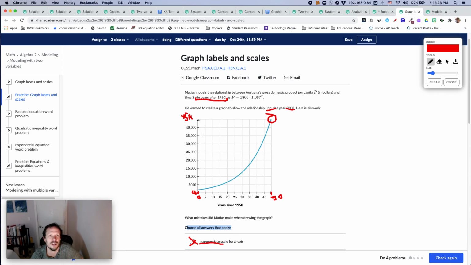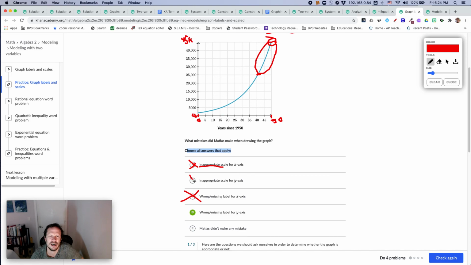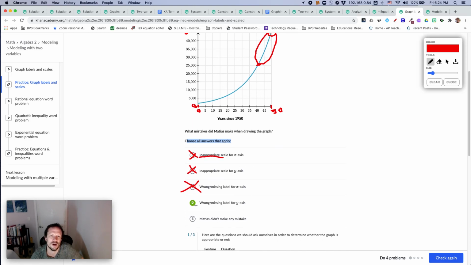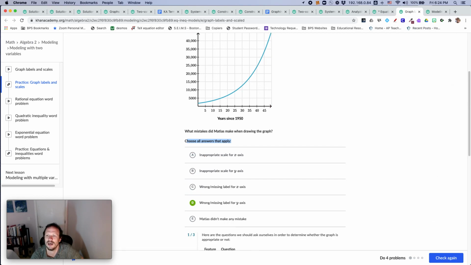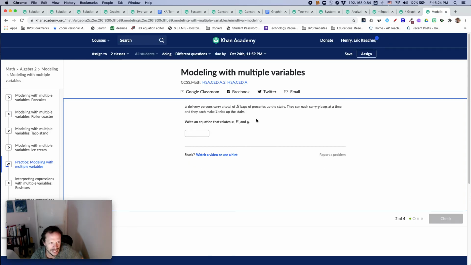Might be good. If it only went up to 25,000, then I wouldn't see this whole part of the graph. So it seems like that's a pretty appropriate scale. So I would say it's not an inappropriate scale. And we already decided Matthias definitely made D, so we can click yes, and we get our little sound, and we're on to the last one.